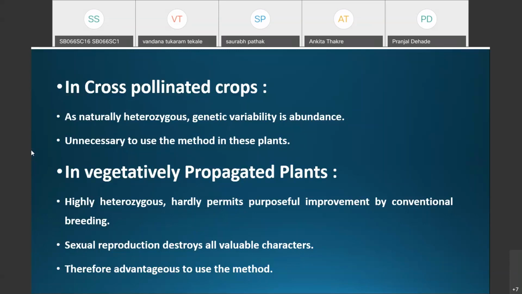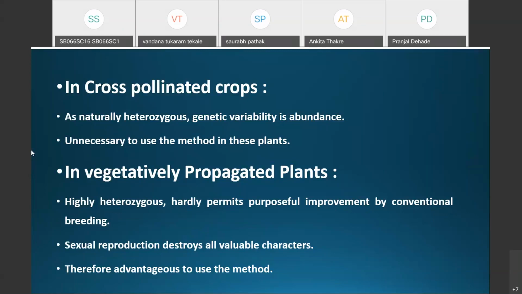Okay, the mutation breeding technique simply creates different types of variations in the plants, and from these variations the plants with desirable characters are selected. That is the mutation breeding technique. But in the cross-pollinated crops, these crops are naturally genetically variable, so some plant breeders believe it is completely unnecessary to use this method for the improvement of the cross-pollinated crops.